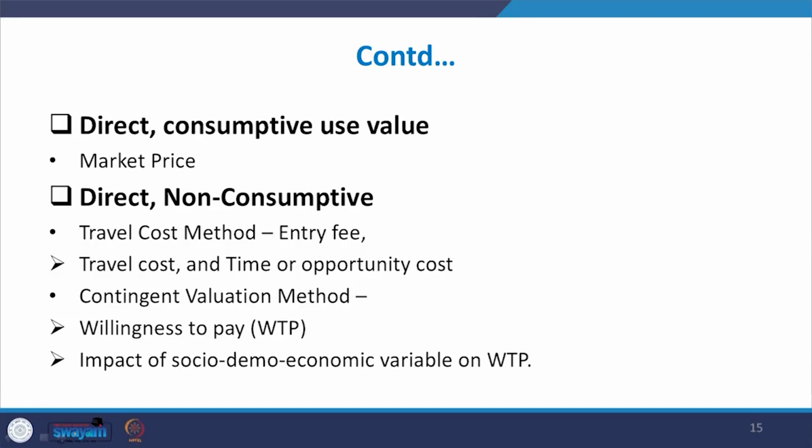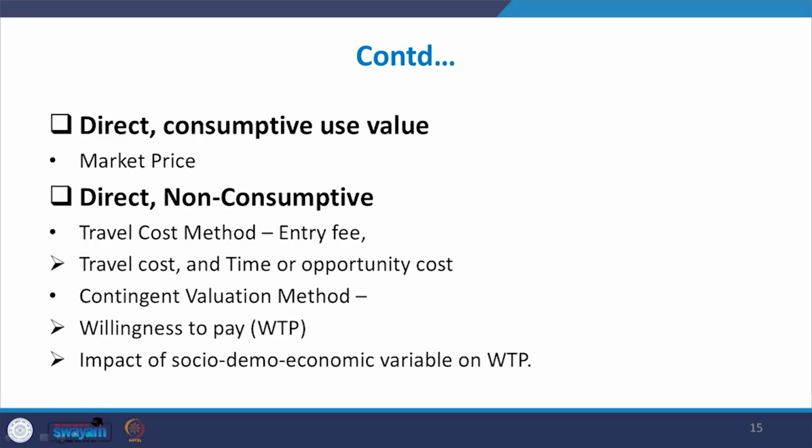So, non-use value can be classified into option value, which means we may use it at a future date. Bequest value, we feel happy that a particular environmental resource exists because our future generation may have access to this. And sometimes we feel happy for the mere existence of a resource or environment.